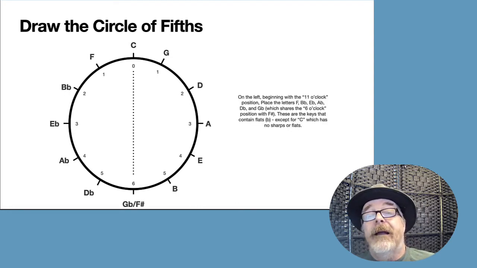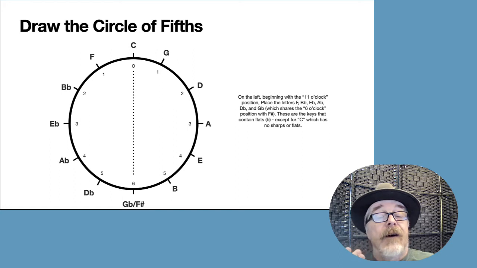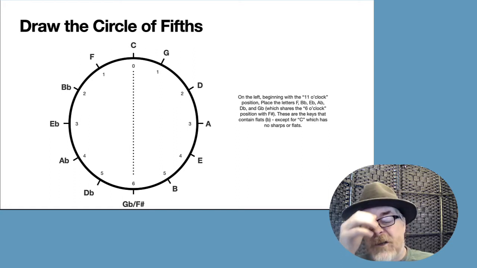Starting at the top again, C is 0. Moving around to the left in a counterclockwise motion, so we're going to put these letters F, B flat, E flat, A flat, D flat, and G flat. Again, C is 5 above F, which is 5 above B flat, which is 5 above E flat, which is 5 above A flat, which is 5 above D flat, which is 5 above G flat.